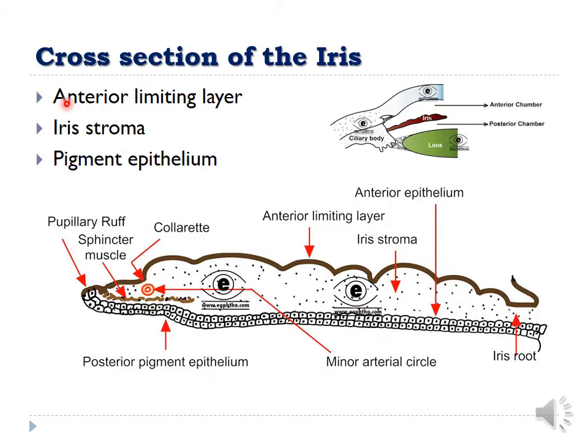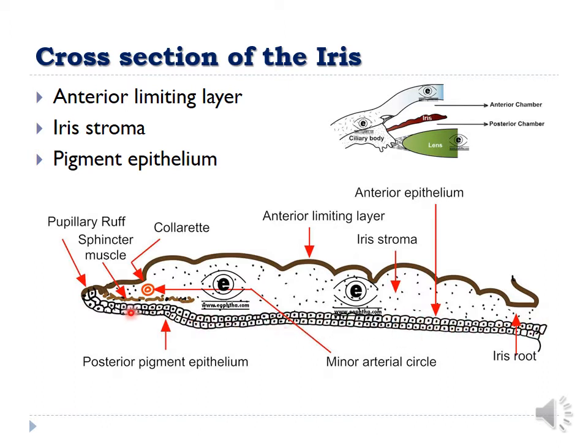It has three areas. First, the anterior limiting layer, which is the anterior boundary of the iris. Whatever we see from outside, the colored portion, is the anterior limiting layer. What is the second part? The iris stroma. We'll be discussing the iris stroma in a little more detail. This thicker portion is the iris stroma. And the third one is the pigment epithelium, the posterior-most layer. You can see the epithelial cells with their nuclei.